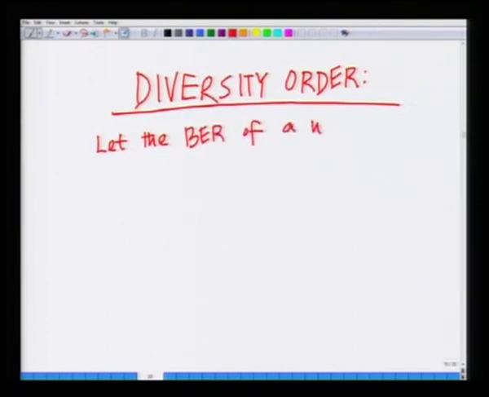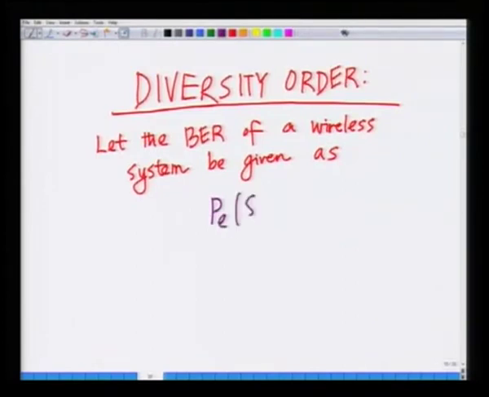of a wireless system be given as a probability as a function of SNR, as P of SNR. Remember, bit error rate is a function of SNR, and we are saying that the bit error rate is essentially PE of SNR. Alright, so the bit error rate decreases with respect to SNR as the function PE of SNR.